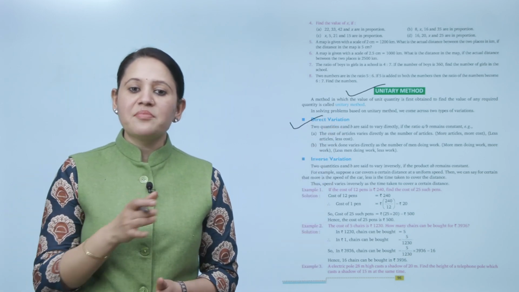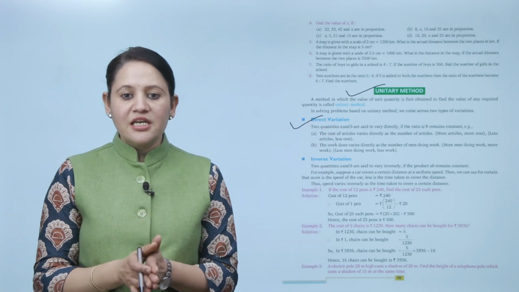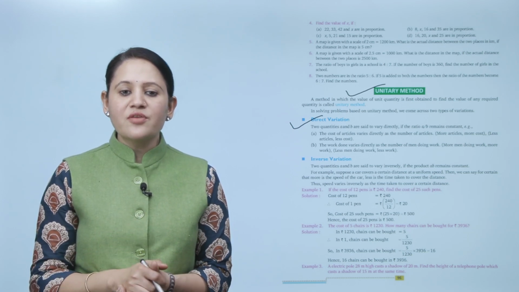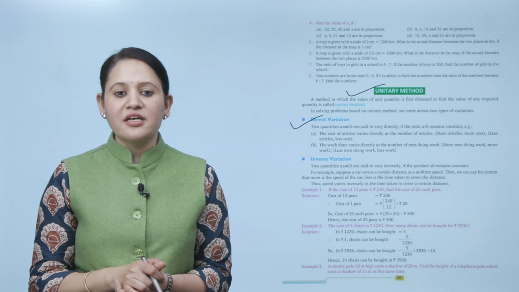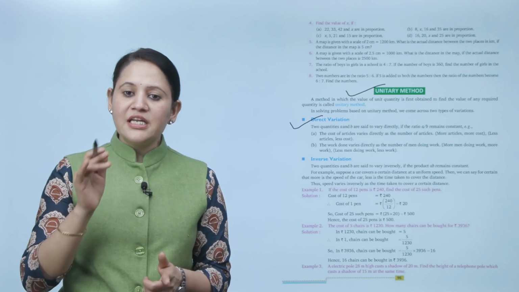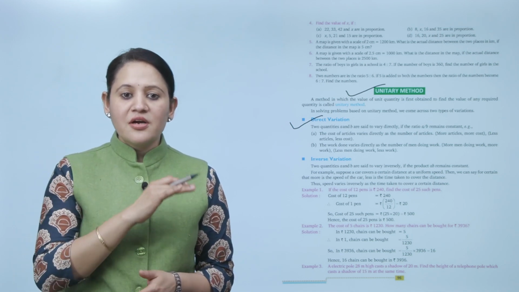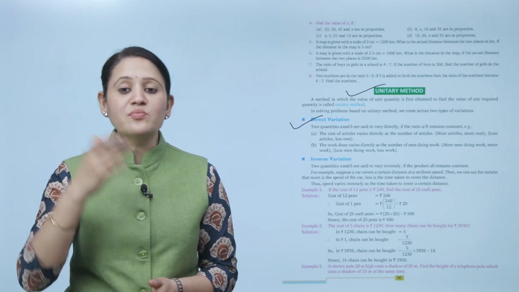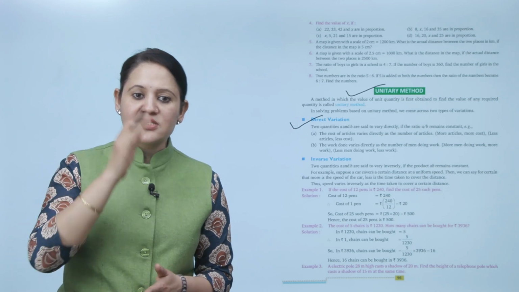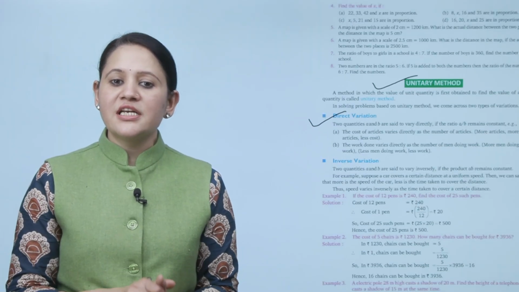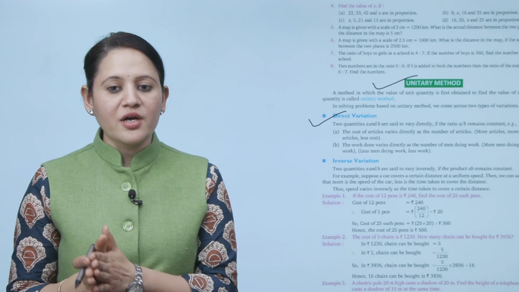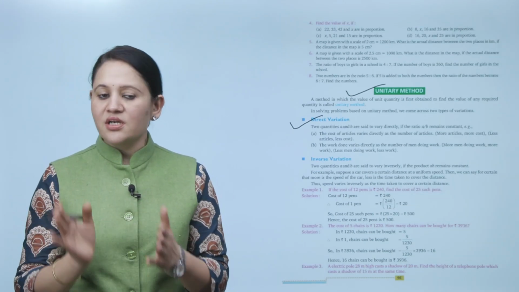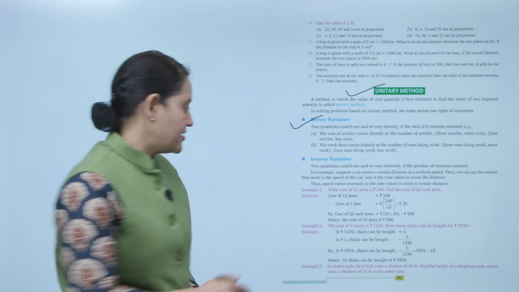Two quantities A and B are said to vary directly if the ratio of A upon B remains constant. For example, the cost of article varies directly as the number of articles, means if one will increase, the other will increase. If the number of articles increases, the cost will also increase. More articles means more cost. Less articles means less cost. The work done varies directly as the number of men doing work. More men doing work means more work. Less men doing work means less work. Clear? Next is inverse variation.